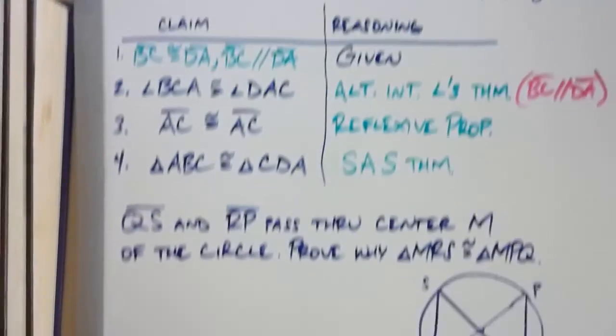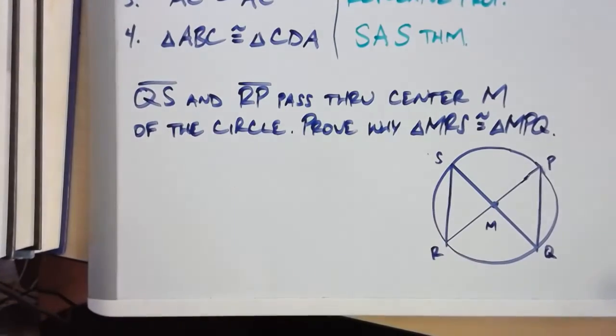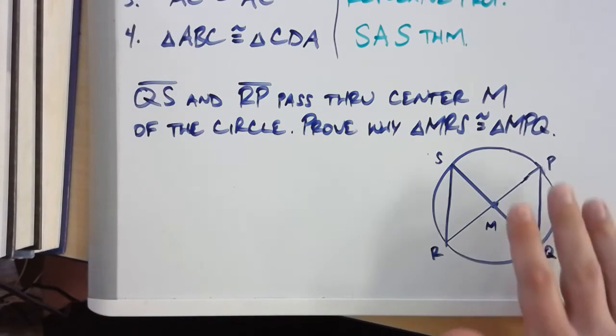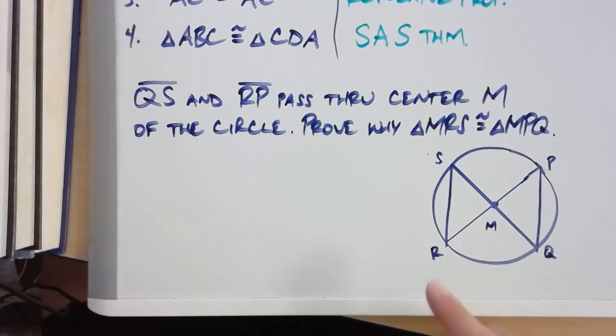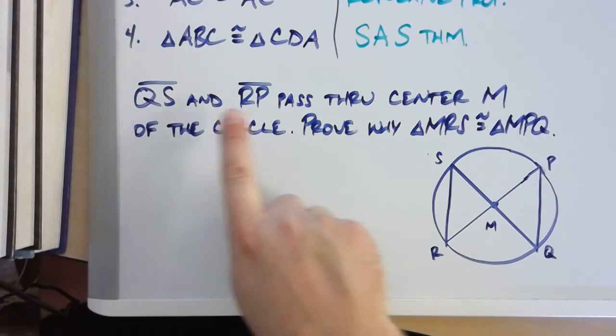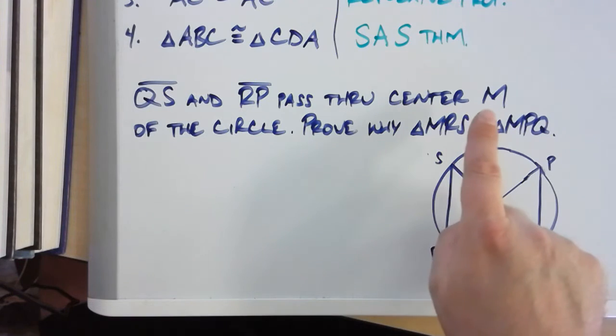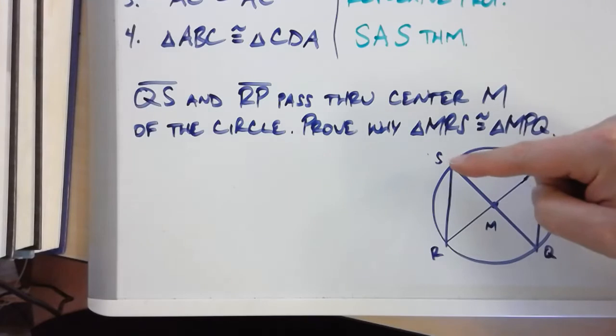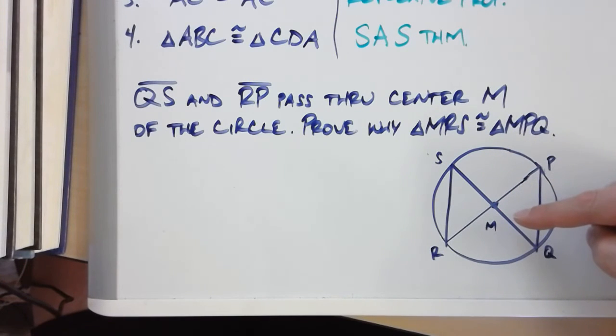All right, let's try and do our last example here really quickly. Here we're given this diagram. Now I have a circle, and I have this series of triangles, not series, but 2 triangles drawn inside. And I'm told QS and RP pass through the center M. That's an important thing to state, because we're going to use something you've actually heard in a previous math class before, that if QS passes through the center of the circle, that has a name. That's a special type of segment.